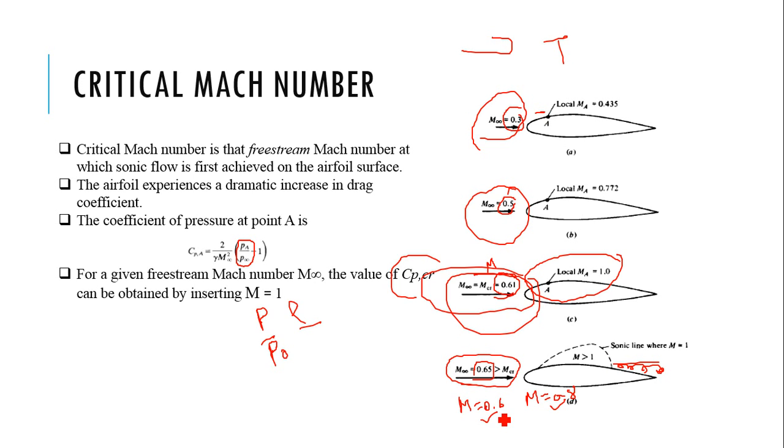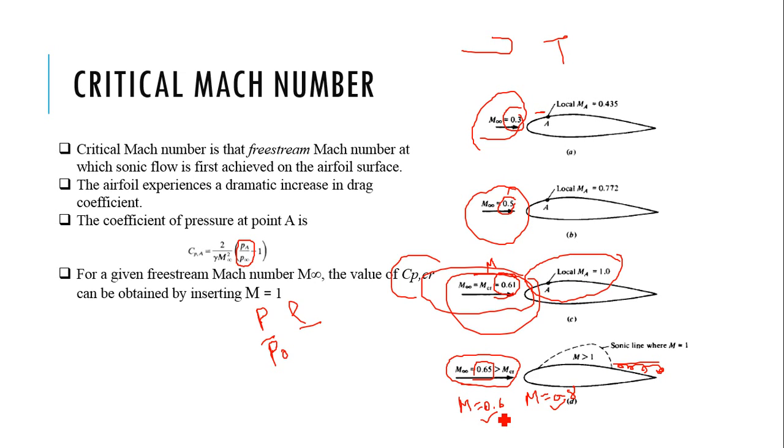Because even at low Mach numbers, thick airfoils can easily achieve the critical Mach number on the wing itself.